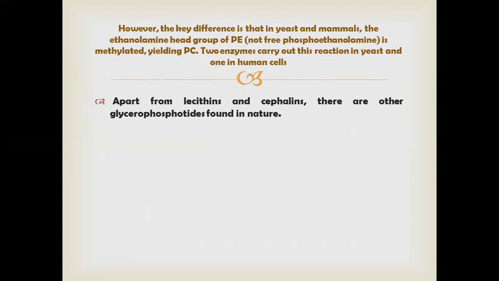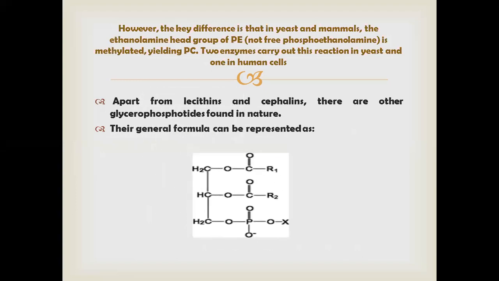Apart from lecithins and cephalins, that are the two important ones, there are other glycerophosphatides that are found in nature, and their general formula can be represented as follows. So this is the general formula. We have discussed this formula time and again earlier as well. This is the fatty acid attachment site, R1 and R2.